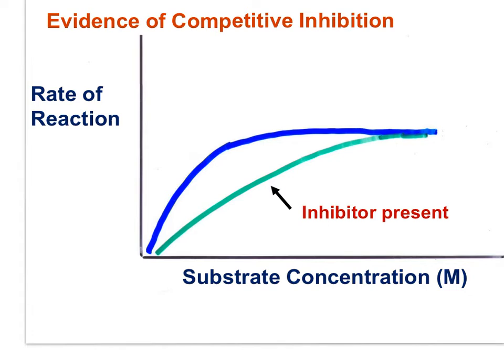But as substrate concentrations increase, more and more substrate would allow the substrate to outcompete the inhibitor for the active site of the enzyme. At high concentrations of substrate, the rate of the reaction is the same as if the inhibitor were not even present. In other words, so much substrate is available to the enzyme that the substrate outcompetes the inhibitor for the active site, allowing the reaction rate to reach a maximum.